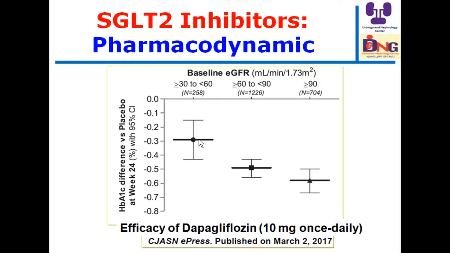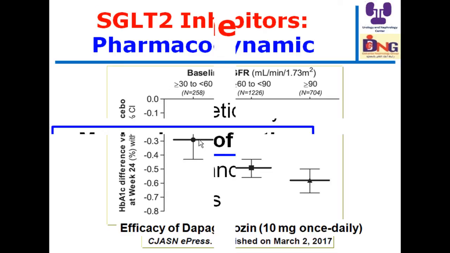This means that we need the estimated GFR, and if it is less than 60 ml per minute, this drug is not preferred, and the majority of the drugs within the class need good estimated GFR. Empagliflozin, for example, in the EMPA-REG OUTCOME trial, the limit was 30 ml per minute, so if the estimated GFR is less than 30 ml per minute, we cannot use any drug within this class.